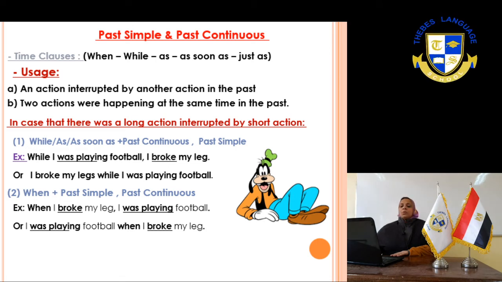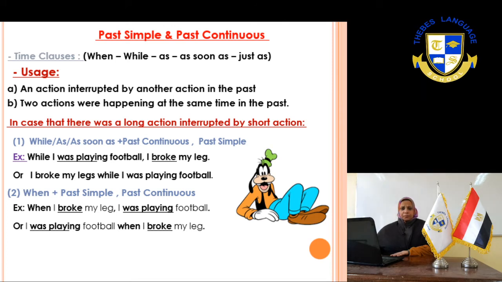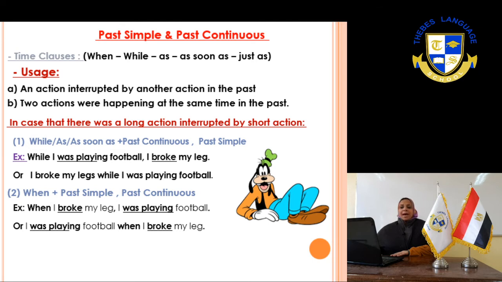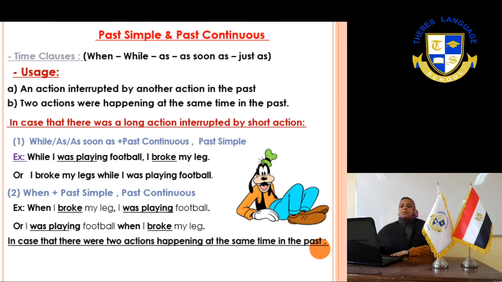Okay, number 2 here, when plus past simple, past continuous. Now, if I have a long action and it's interrupted or cut by a short one, I have to use the word when. When loves the past simple. So, what comes after when is past simple, and then the next verb is past continuous. As you see in these examples, when I broke my leg, I was playing football. Or I was playing football when I broke my leg.